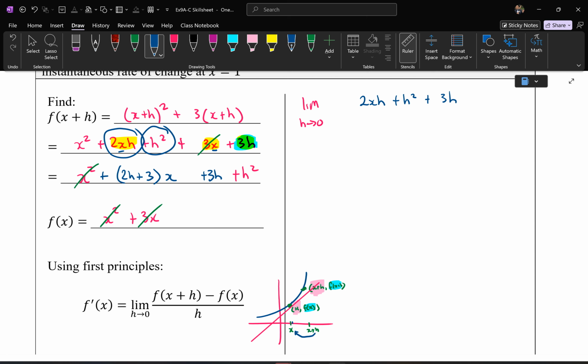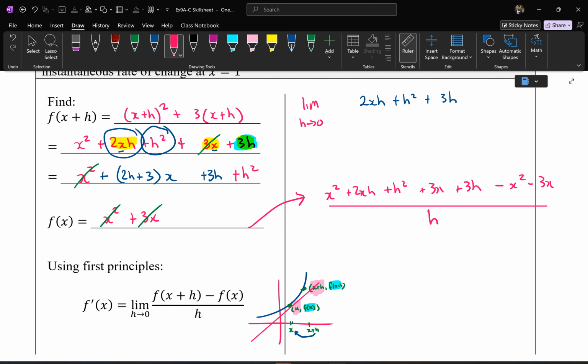Now, if that was too fast, I'll just do the intermediate steps so you can see. I just did x squared plus 2xh plus h squared plus 3x plus 3h, take away x squared, take away 3x. All over h. Okay, so all I was just doing is this is your f of x, and this is your expanded version of x plus h. So far, so good?